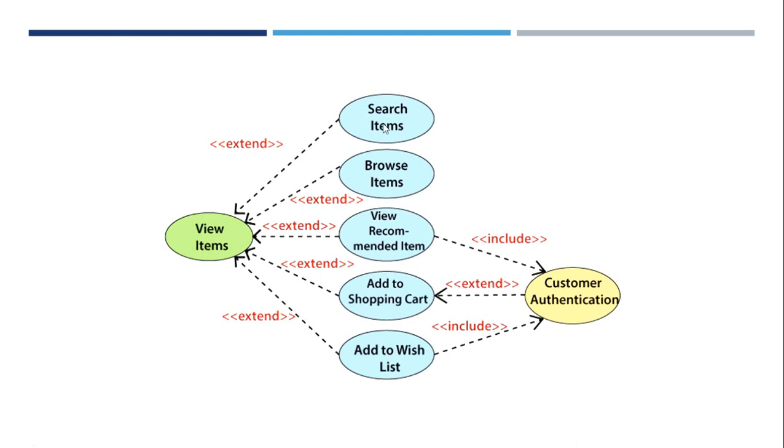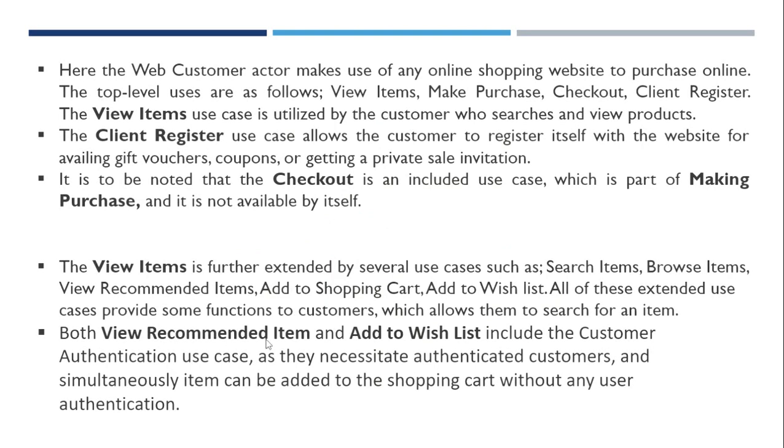Now what does this extend keyword mean? It means they give added functionality to this use case. They are not necessarily included, but they're extended by this use case, which means that it provides additional functionality to the view items. Both view recommended item and add to wish list include the customer authentication use case, as they necessitate an authenticated customer, and simultaneously an item can be added to the shopping cart without any user authentication.